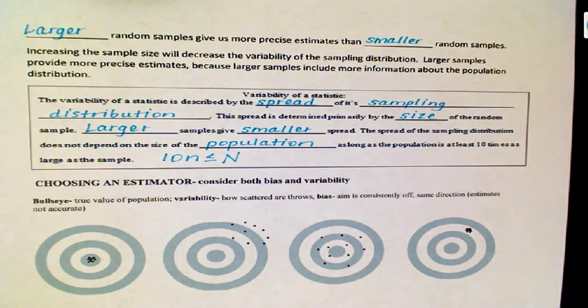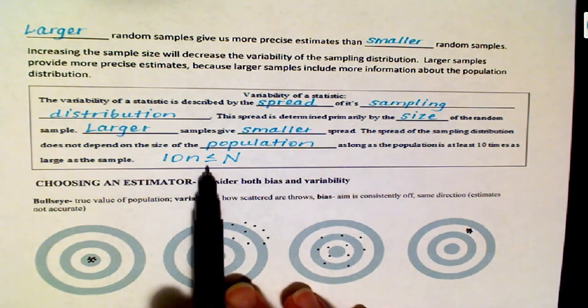Variability of a statistic is described by the spread of its sampling distribution. The spread is determined primarily by the size of the random sample. Larger samples give smaller spread. The spread of the sampling distribution does not depend on the size of the population, as long as the population is at least 10 times as large as the sample. So this is what we're going to check on.